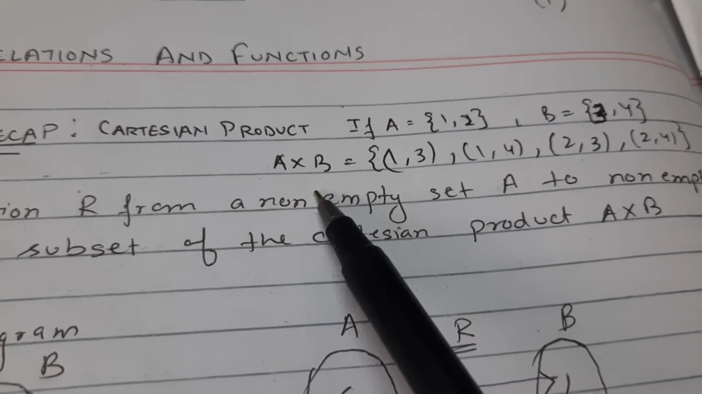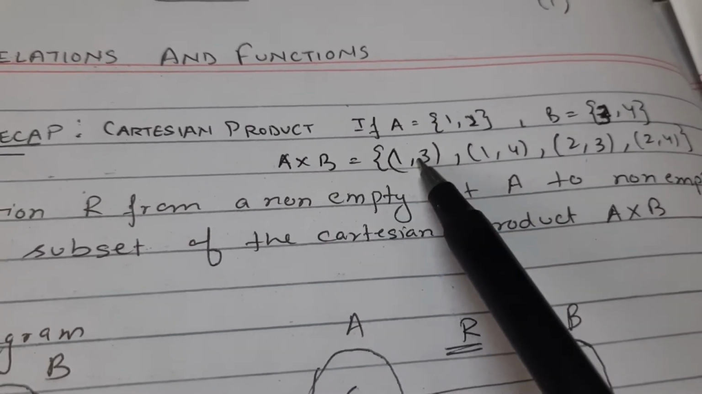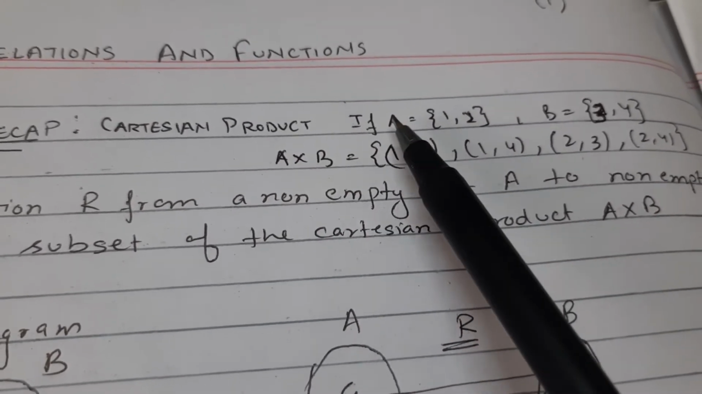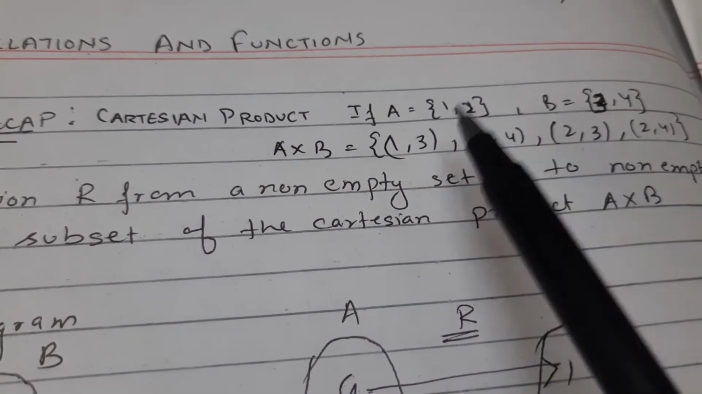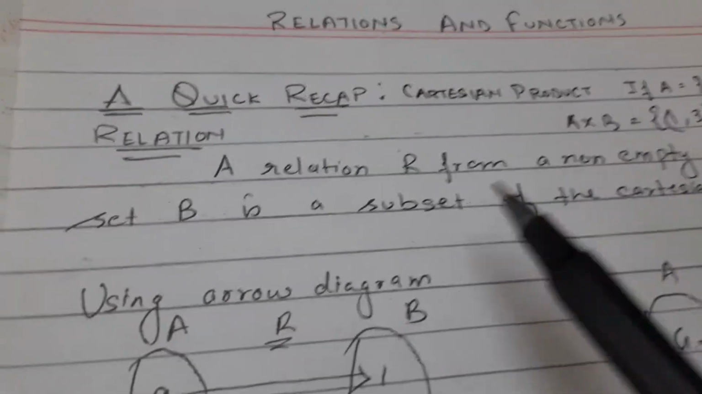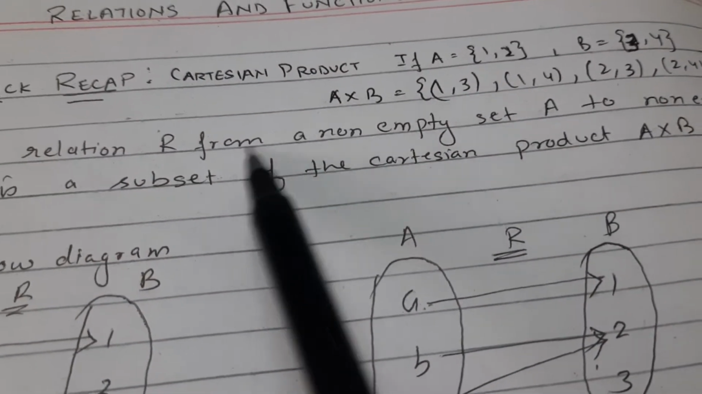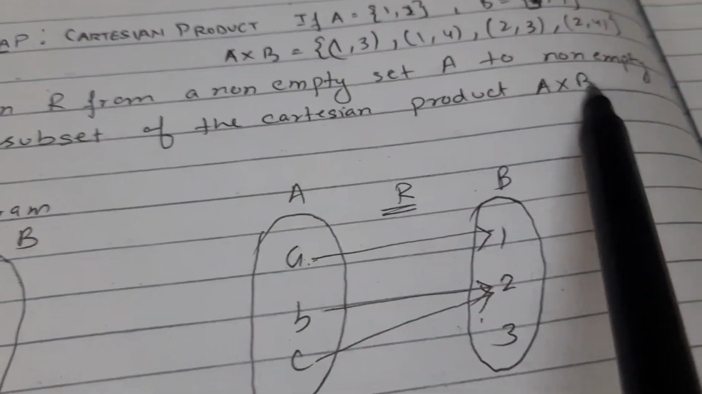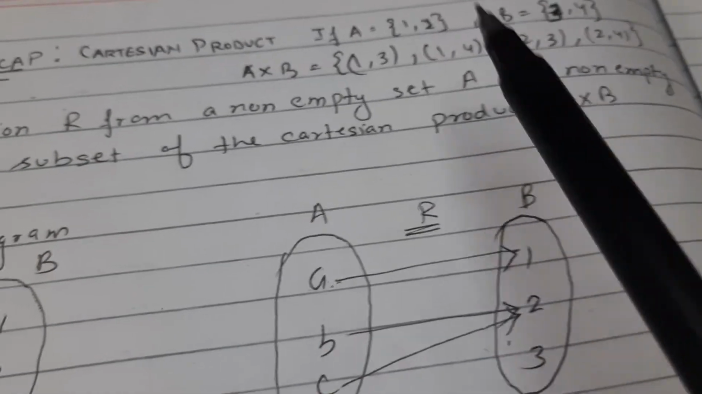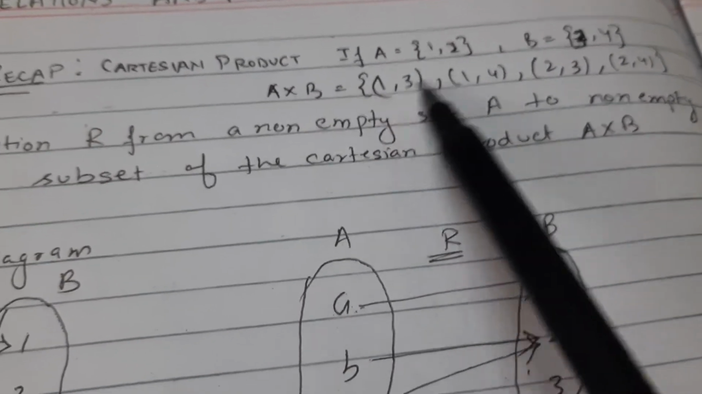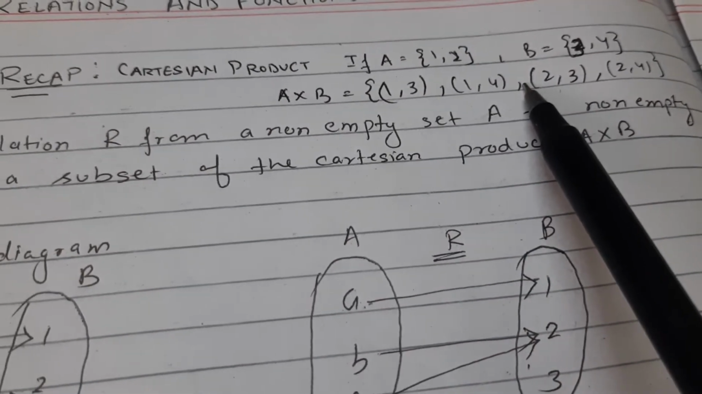So this is the Cartesian product: it consists of all those ordered pairs whose first element belongs to the first set and second element belongs to the second set. Now we will define what a relation is. A relation R from a non-empty set A to a non-empty set B is a subset of the Cartesian product A cross B. So any subset of A cross B will be a relation.